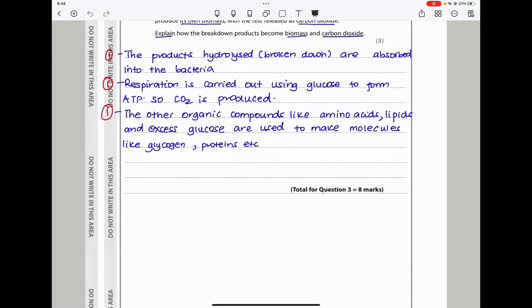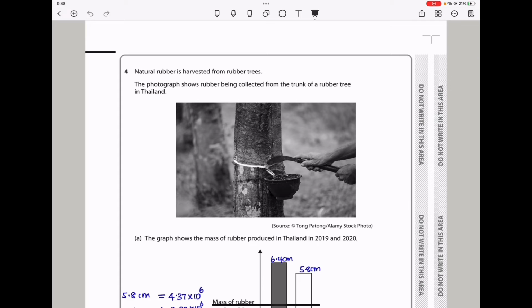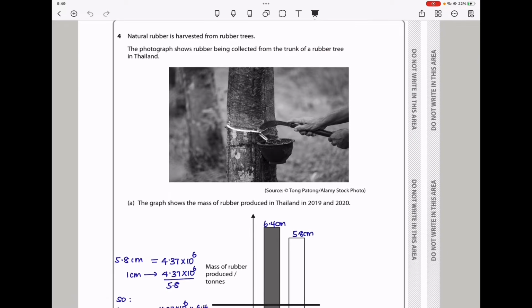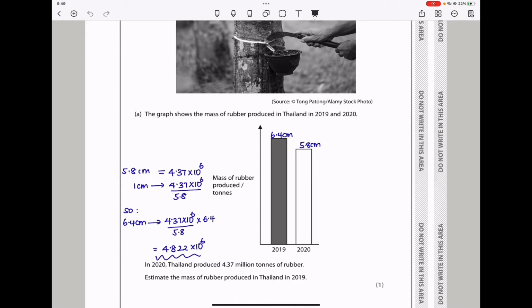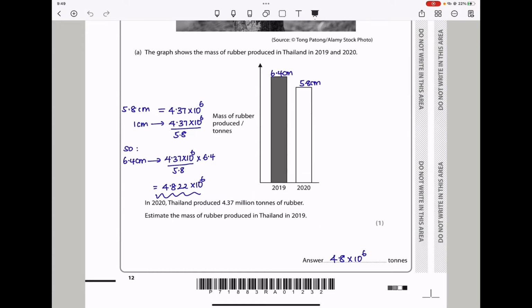Let's continue to question 4. Question 4. Natural rubber is harvested from rubber trees. The photograph shows rubber being collected from the trunk of a rubber tree in Thailand. So this is the process of collecting the rubber. In part A, the graph shows the mass of rubber produced in Thailand in 2019 and 2020. They say in 2020, Thailand produced 4.37 million tons of rubber. Estimate the mass of rubber produced in Thailand in 2019.